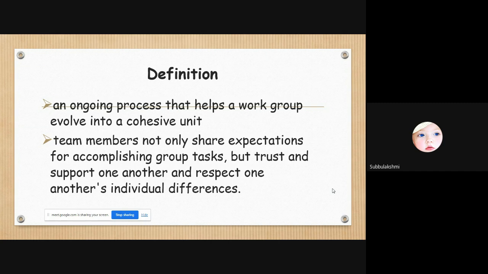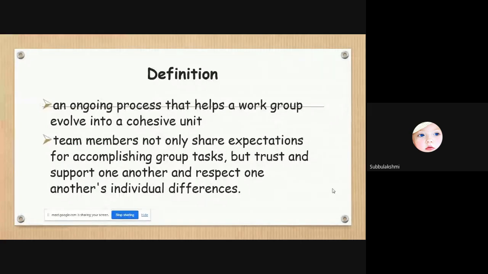It is an ongoing process that helps a work group. Whenever we use this term team building, there is a notion that it is connected only with the workplace. Of course, but workplace team building demands certain qualities and competencies from the students, which should be imbibed and practiced right from their classroom. That is what I'm going to focus on today: how can we go about this in our classroom?